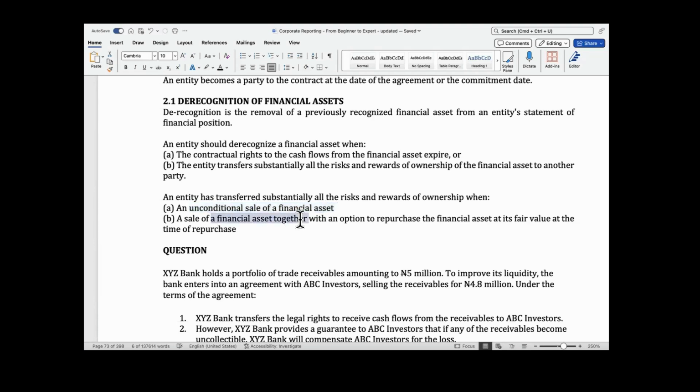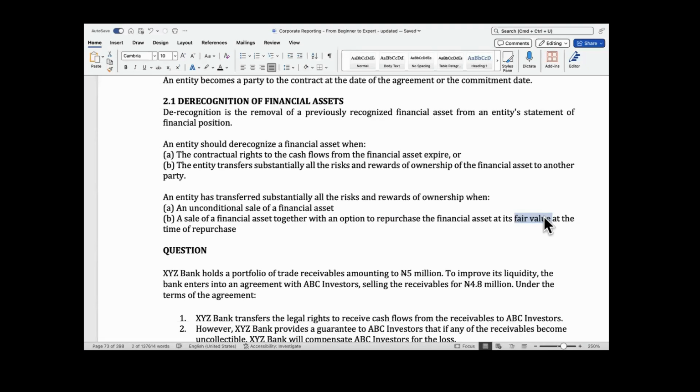Or you sold the financial asset, but you have an option to repurchase at fair value. It's as good as sold, even though you have a repurchase right, because you are repurchasing it at fair value. If you are repurchasing it at a fixed price, then it becomes a problem. Then that one is not a transfer of risk and reward. But if there's an agreement to repurchase at fair value, that's fine. It's as good as you have sold. That repurchase is a fresh transaction.